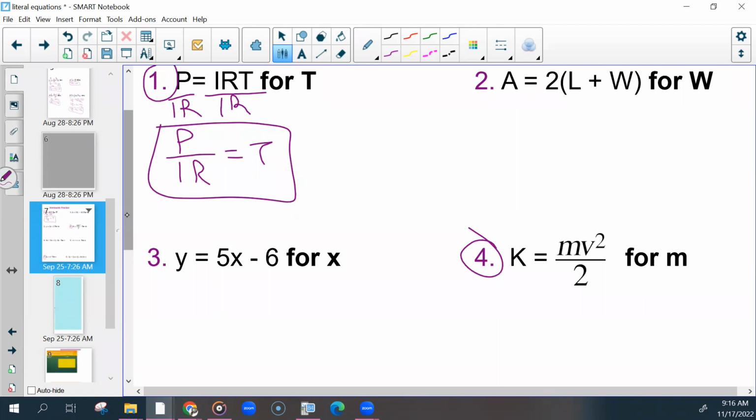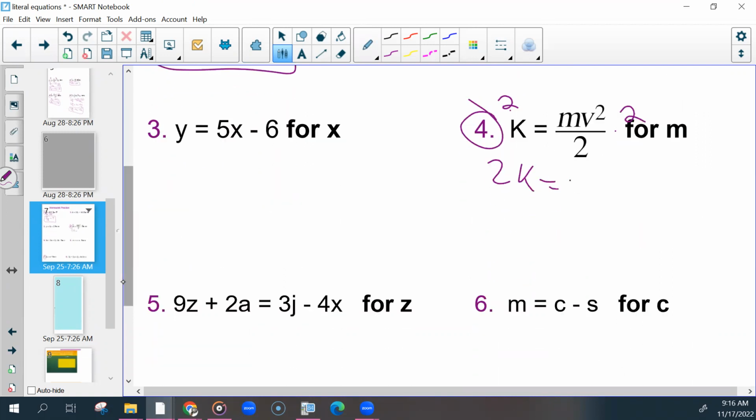Number 4, we're trying to get M by itself. What would we get rid of first? The 2 by multiplying on both sides. We have 2K equals MV squared. Now, M and V are being multiplied, V is being squared. How would I get rid of V squared?